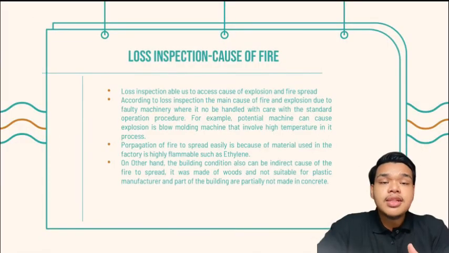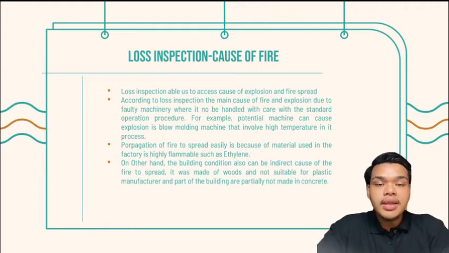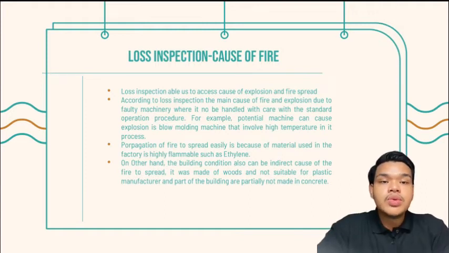Under the loss inspection strategy that we used, we were able to assess the causes of the explosion and what made the fire spread. According to the loss inspection, the main cause of the fire at the plastic manufacturer in Kuantan, Pahang is faulty machinery that was not handled with care according to the standard operating procedure that should have been followed. For example, a potential machine that can cause an explosion is the blow molding machine, which involves high temperature in its process.